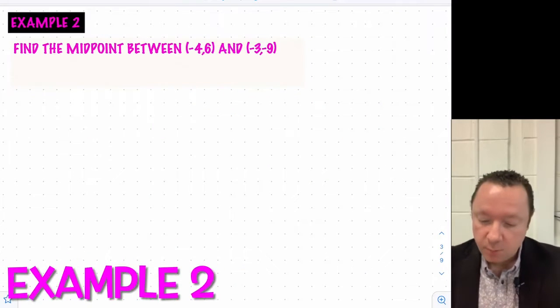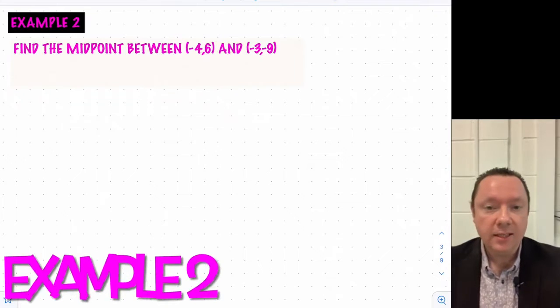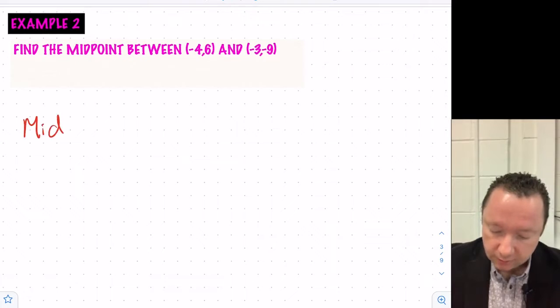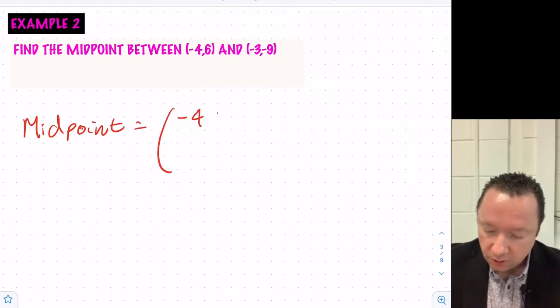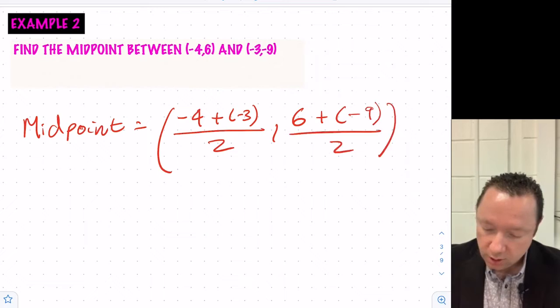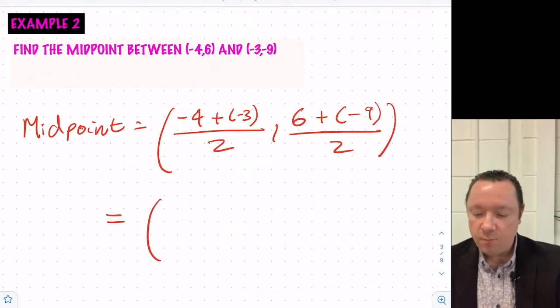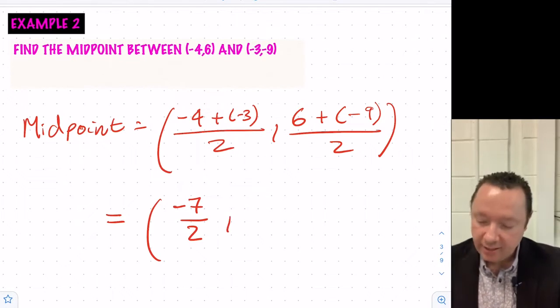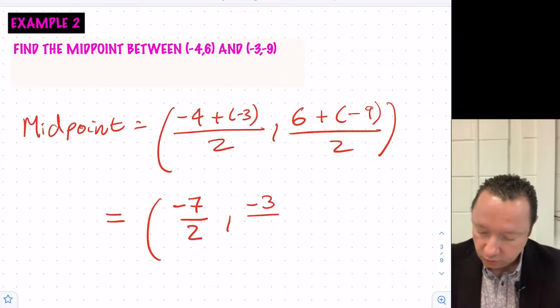Example 2 says, find the midpoint between (-4, 6) and (-3, -9). This is where you just need to watch your negatives here. So your midpoint is simply going to be the average of the x's, -4 plus -3 divided by 2, and the average of our y's, which is 6 plus negative 9 divided by 2. So watching out for these negatives, -4 take away 3 is -7, so I'll get -7 over 2, and 6 take away 9 is -3, so I get -3 over 2.